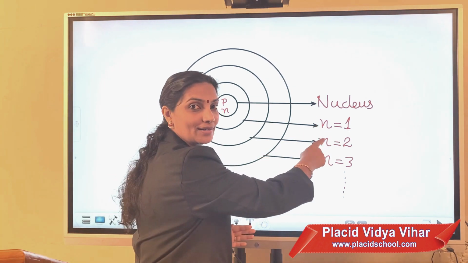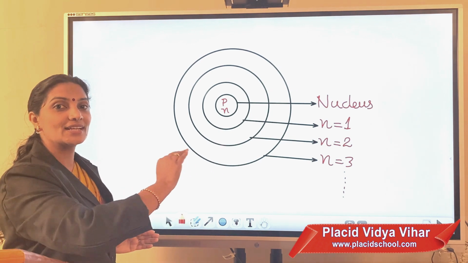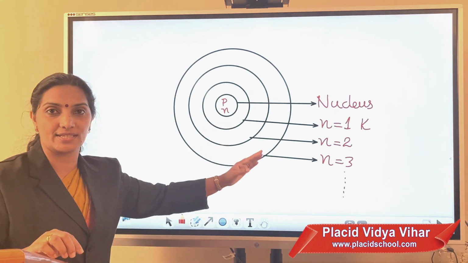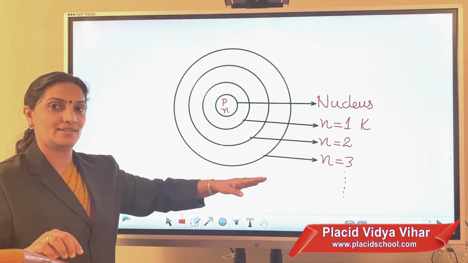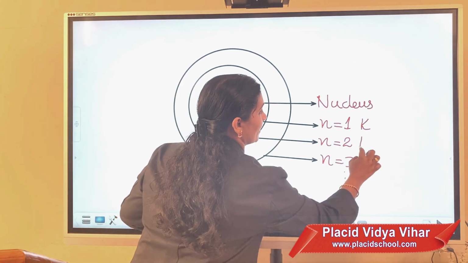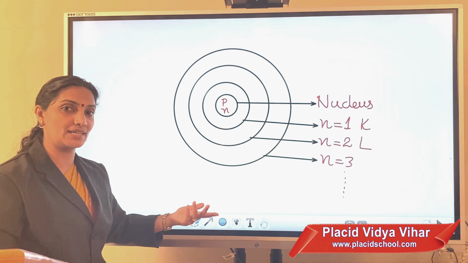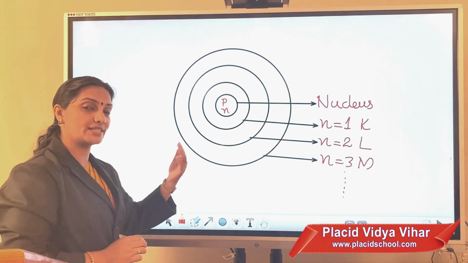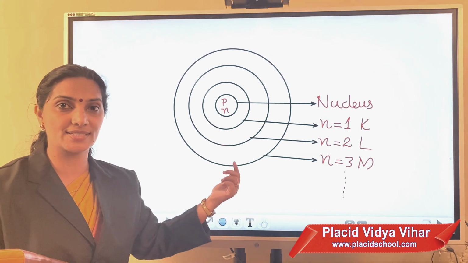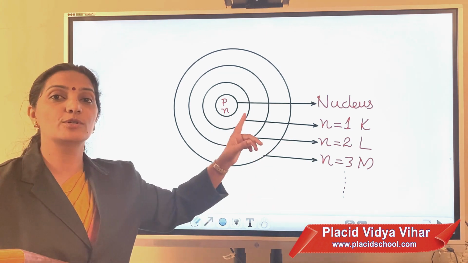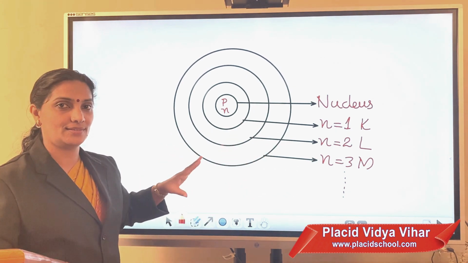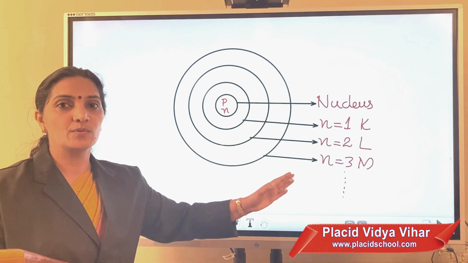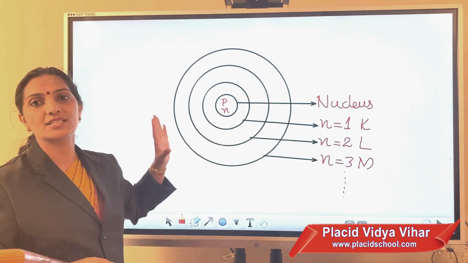So n value 1 is equal to shell K. n is equal to 1 is also known as the K shell. Then the next shell is termed as L shell. The third one is termed as M. If there is a fourth shell, what would be the designation? K, L, M, N. N would be the designation of the fourth shell. That also continues. So by giving numbers or these designations, we can easily identify these shells.